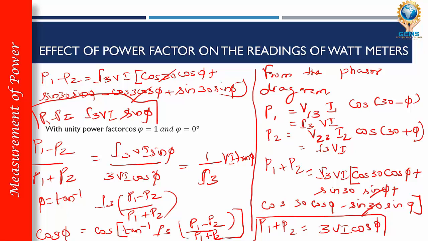So now first we will find out what is the unity power factor. So unity power factor is nothing but cos phi equal to 1, when phi equal to 0. So when is cos phi equal to 1? When I put phi equal to cos inverse of 1, which is nothing but 0 degree. So at 0 degree my cos phi is equal to 1.